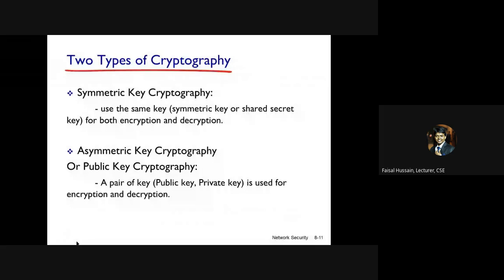Two types of encryption key are very popular. The first one is symmetric key cryptography, and the other is asymmetric key cryptography. From the name you can understand that it depends on the key value. We already saw that there is a key pair, that means one is for encryption and another is for decryption. If these two keys are the same, then you say symmetric. So that name actually suggests the idea.